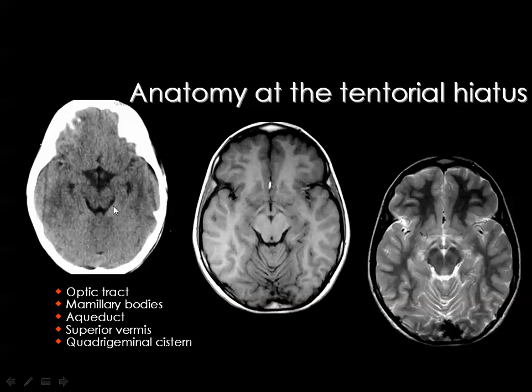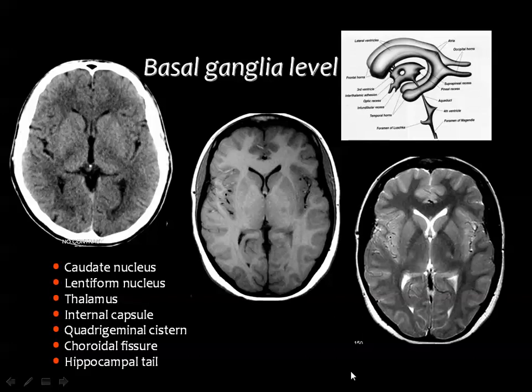Then this is the CT section, and you can see the quadrigeminal cistern, you can see the midbrain, and it's usually difficult to see the optic tracts and the mammillary bodies, but by MRI it's easy to see the mammillary bodies, and you can see the optic tracts as well, and you see the quadrigeminal cistern as well as the aqueduct of Sylvius. Then whenever you are going up, we have finished with the fourth ventricle, and now we are approaching the region of the third ventricle.